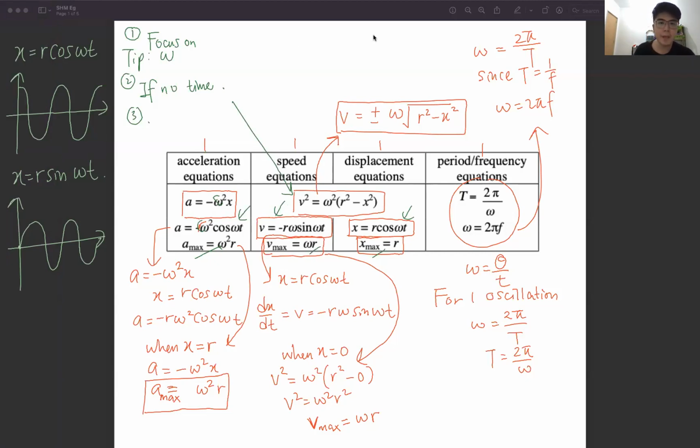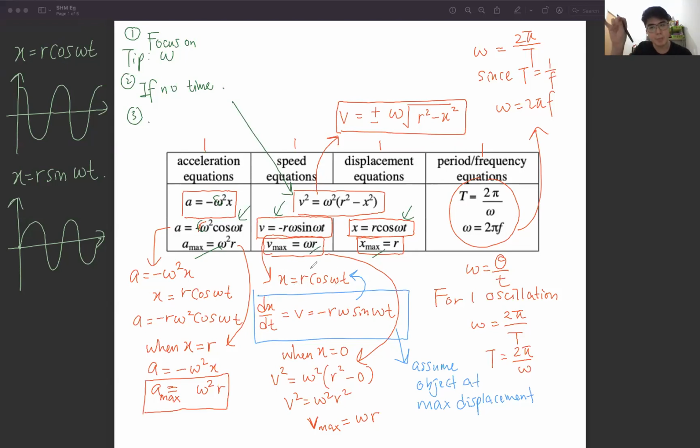The same thing with the velocity. You see this velocity equation here. This one assumes that we start timing when the object is at maximum displacement, because we actually get it from this graph, right? We get it from x equals r cos omega t. So it assumes that we start timing at maximum displacement.